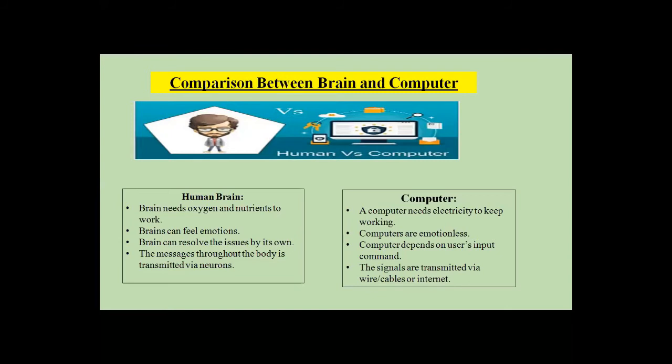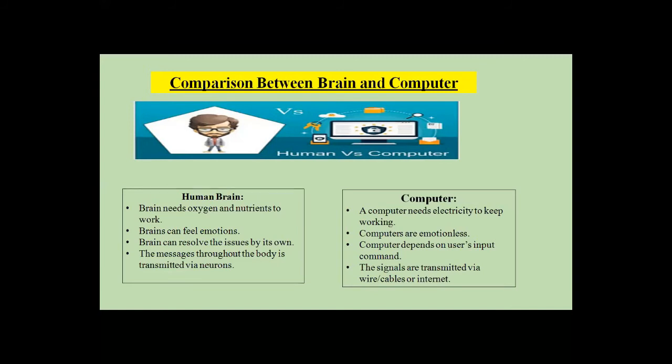The human brain can feel emotions like sad, angry, crying, happy, but computers are emotionless. There is no emotion found in the computer. The brain can resolve all issues on its own. We can solve our own issues by ourselves. But the computer depends on user input commands. You know very well, no students?